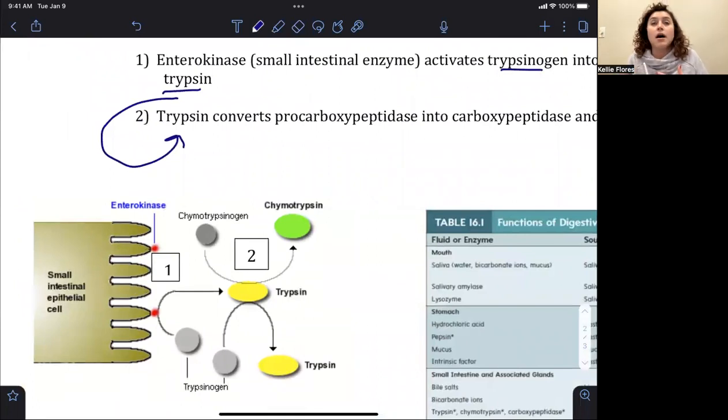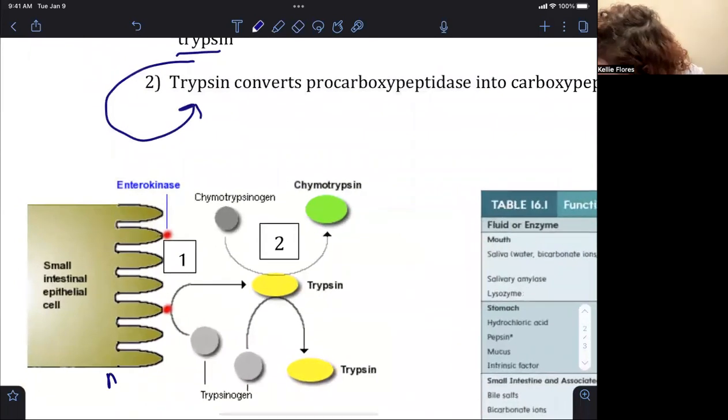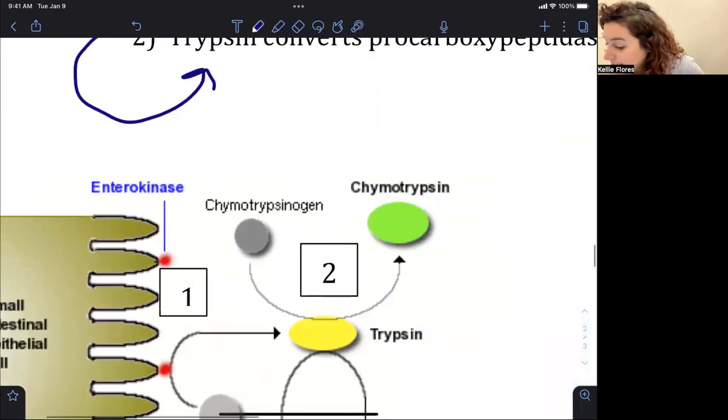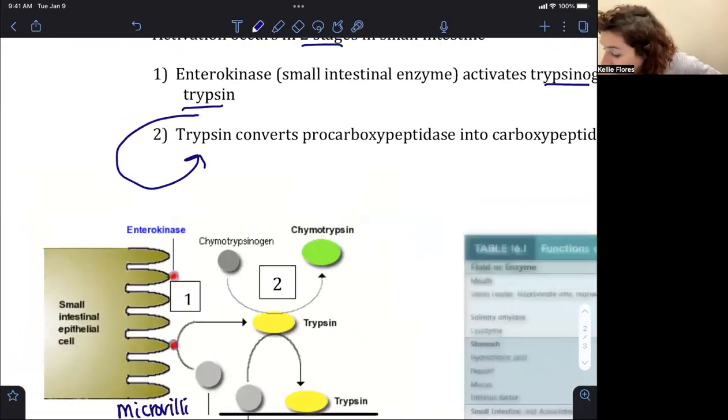And so this whole step thing, this very calculated and programmed initiation of all this is happening in the small intestine epithelial cells. So basically the microvilli we spoke on earlier. So these little things here are the microvilli. So what is happening? Well, enterokinase is just resting on the microvilli. It's there. It's not moving.